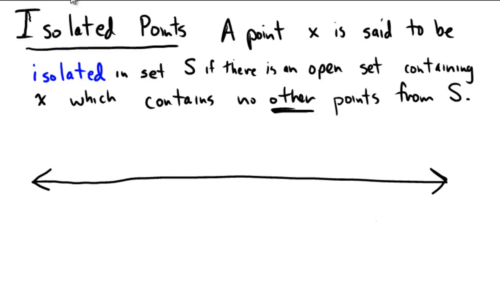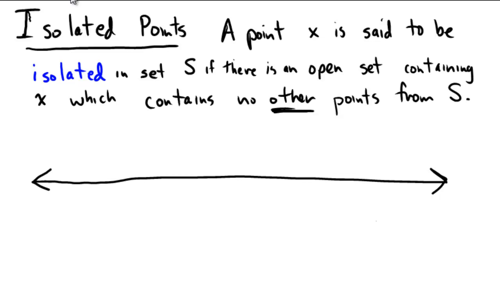Points and accumulation points. A point is said to be isolated in a set if there is an open set containing that point which contains no other points from S, no other points at all. This is very much related to the idea of a deleted neighborhood. We can consider this to say that there's an empty deleted neighborhood. So let's draw a picture in R1 to better understand this.